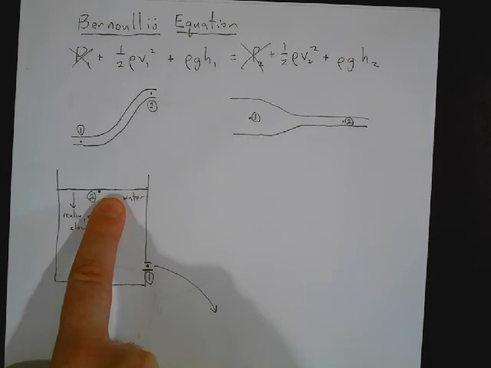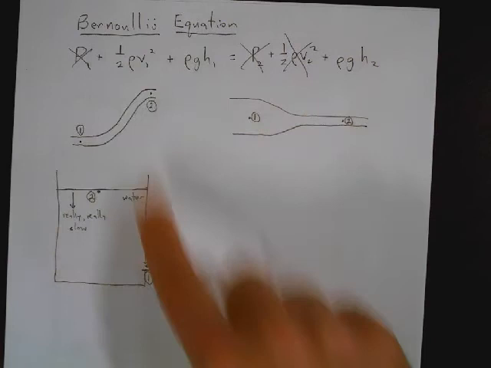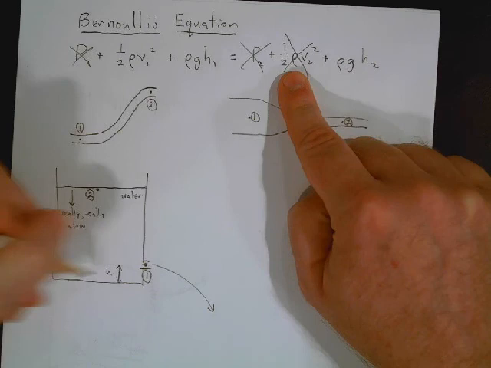Then, if this is going down really slow, well, then we can essentially say that the speed at that point is going to be zero because the rate that this is going to move down is going to be so small, it's going to be essentially zero. So if you take a look, this is my Bernoulli equation. Okay, so atmosphere, and this is essentially going to be zero. So this would be height, this would be H1, and then that would be H2.